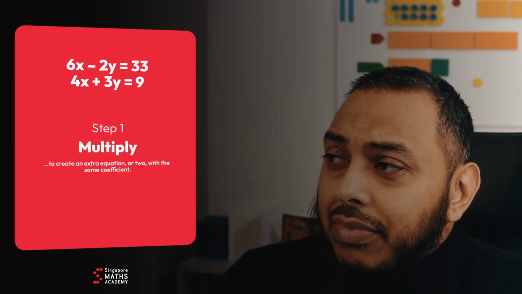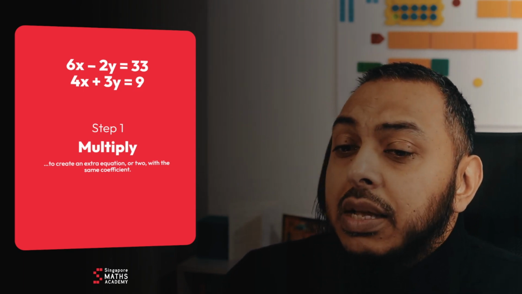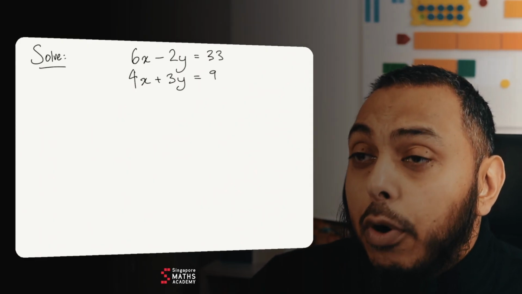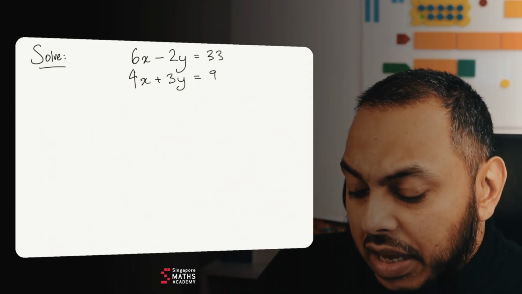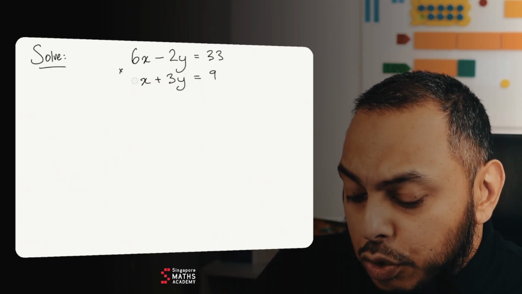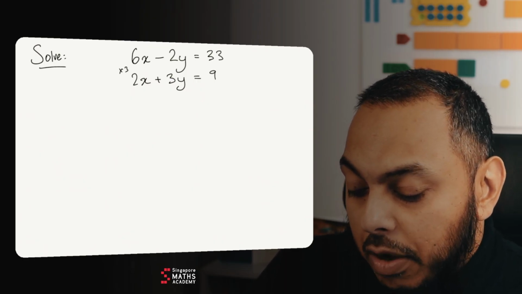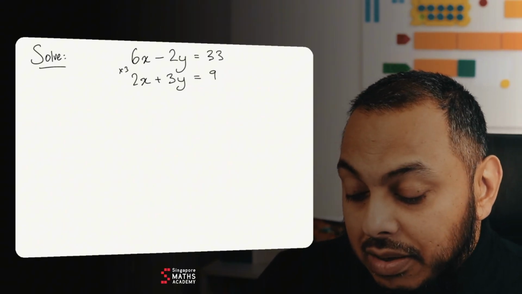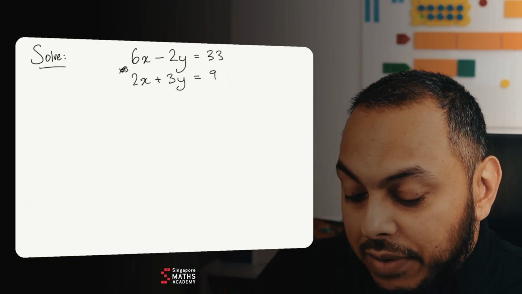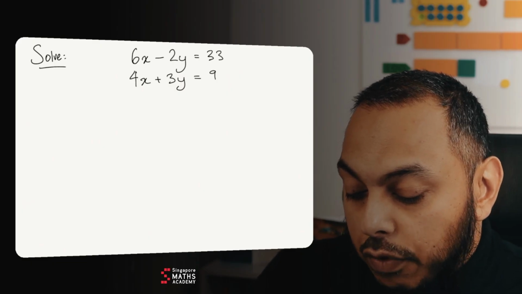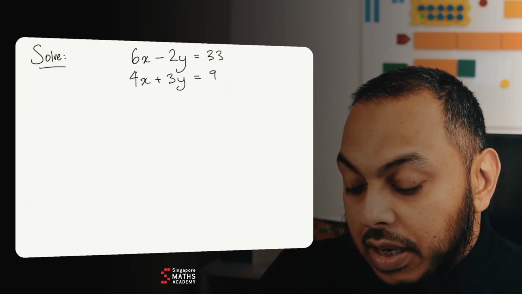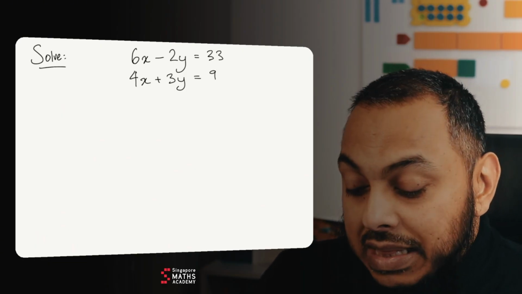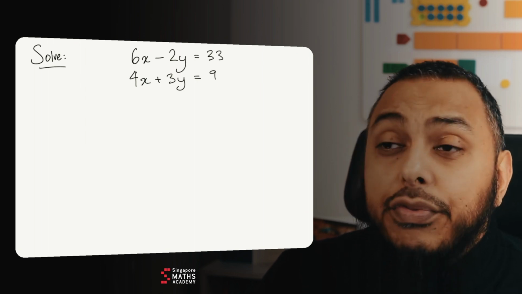So that means for us, we need to multiply both of these equations. I was trying to show you that if this was a 2x and I multiply this by 3, then it would be easy for us. But we can't do that because it's not a 2. So how do I do this? I've got 4x plus 3y equals 9, and I've got 6x minus 2y equals 33. So in this case, I'm going to have to multiply both of these equations.